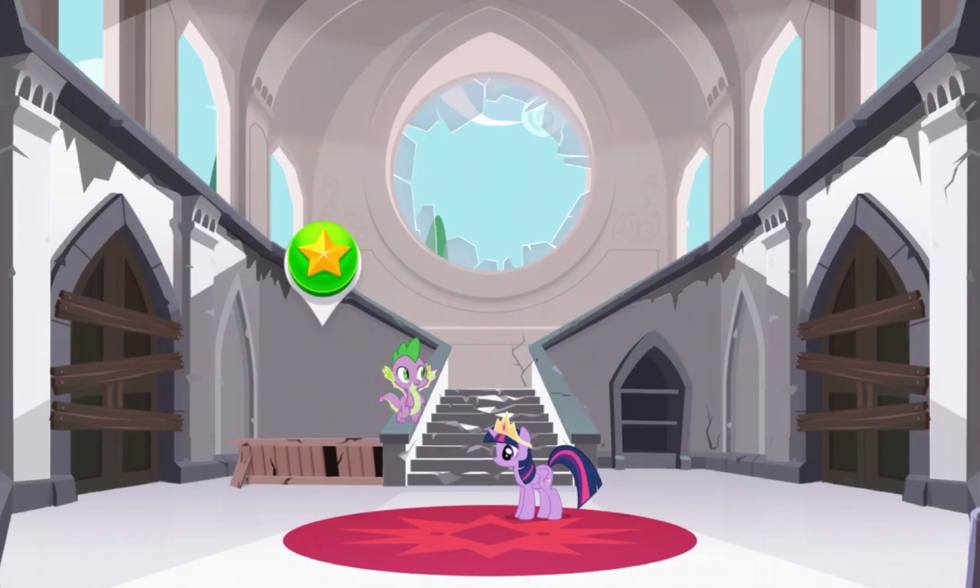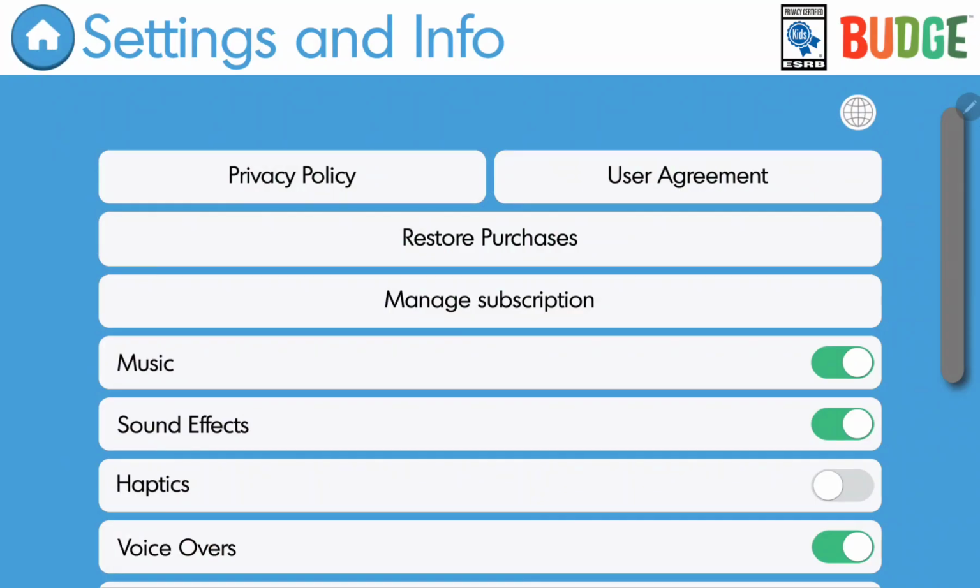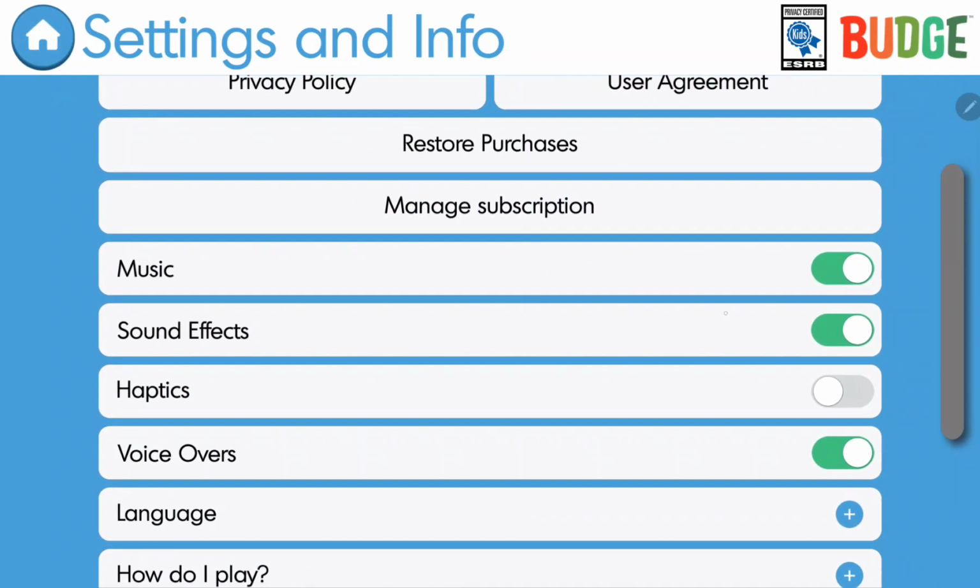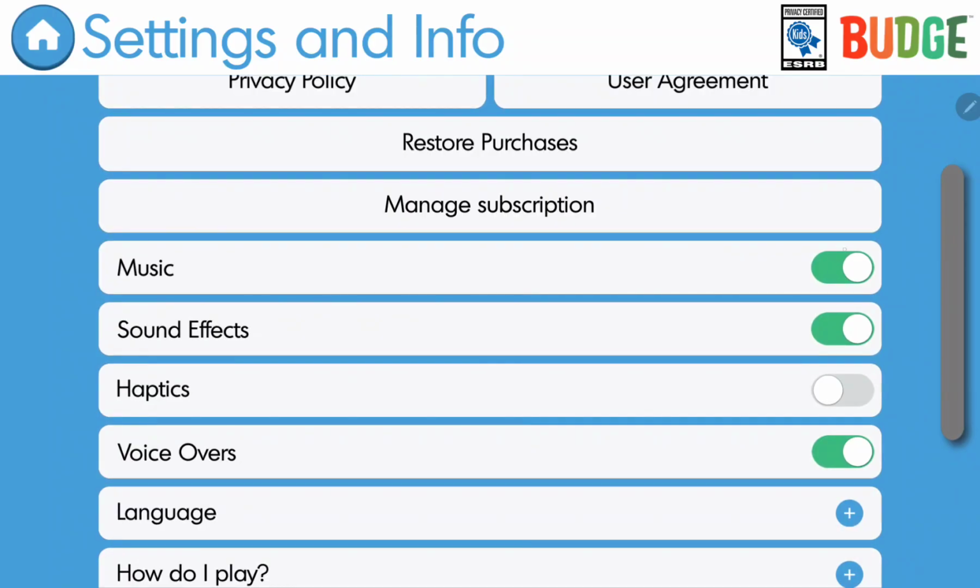7572, and now you can find the settings and info section. You can find the music button, and if you want to turn it off, click the white circle, and if it turns gray, you just turned off the music.